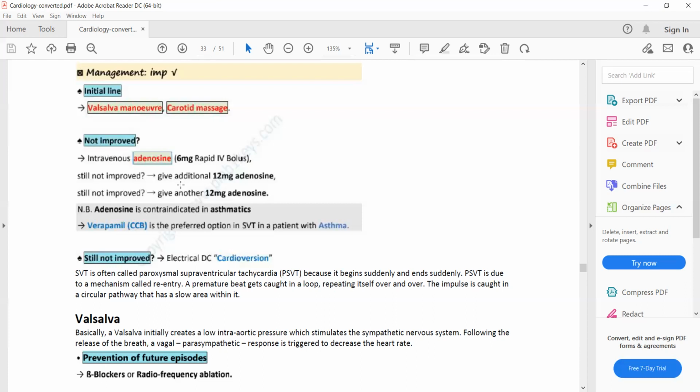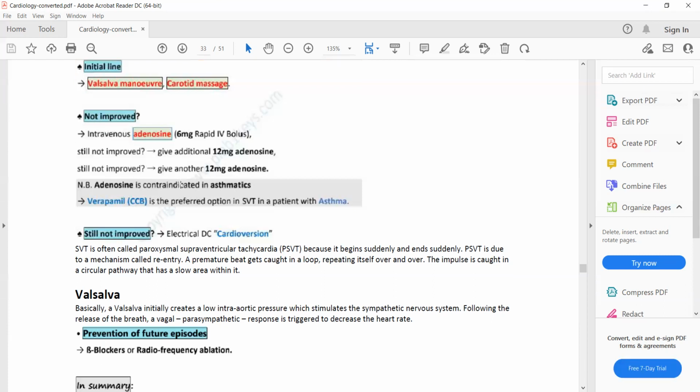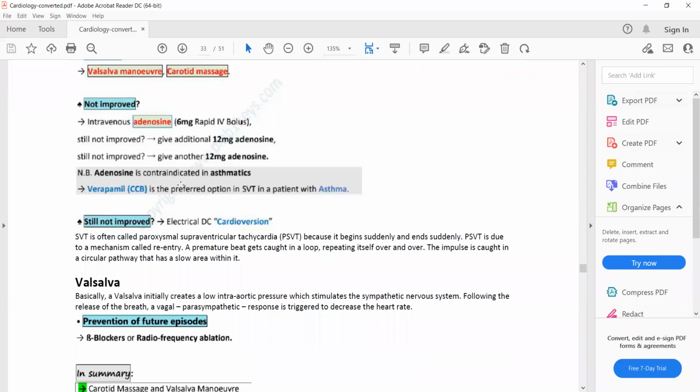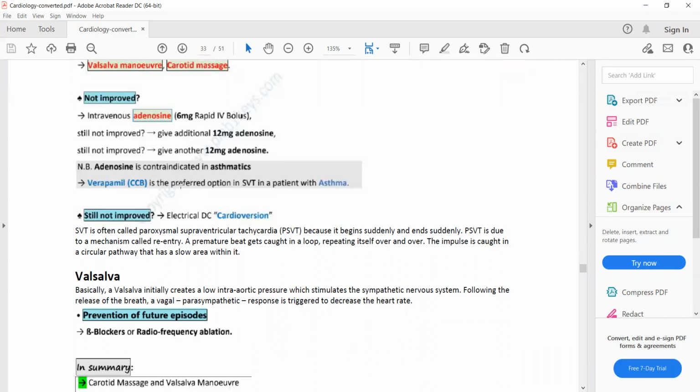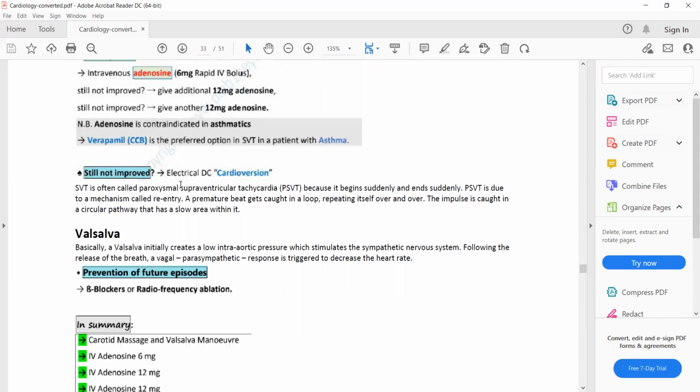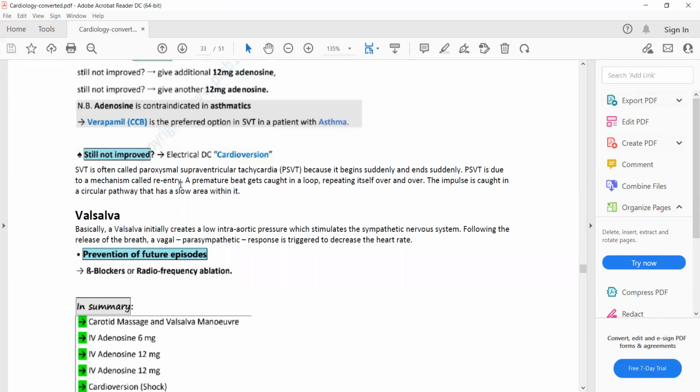To prevent future episodes, we will prescribe beta blockers, or radio frequency ablation can also be done. So the emergency treatment is adenosine and DC cardioversion after Valsalva maneuver and carotid massage. And the long-term treatment is beta blockers or radio frequency ablation.